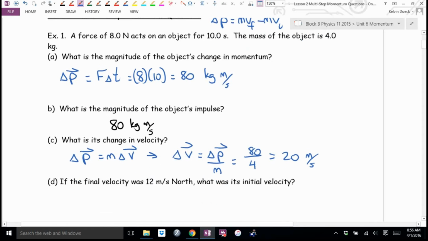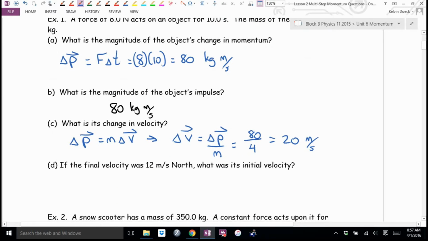Or, if your final velocity was 12 meters per second north, what was your initial velocity? Prove it. You're right, but you know what? I know that I just found that. Yes? What's change in anything? Yes? What is this question wanting me to find?